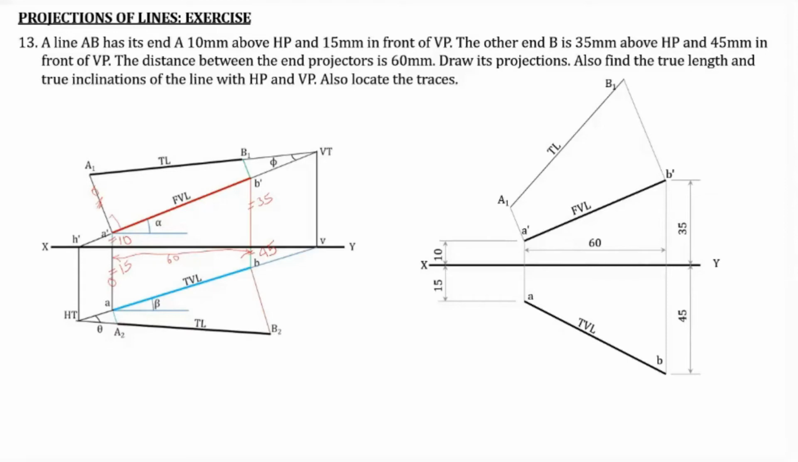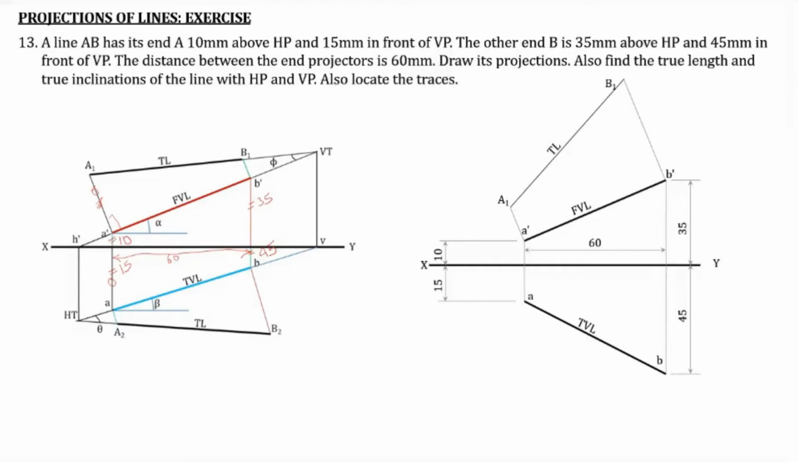There are no arcs involved. You don't have to use your compass at all. What you have to do is use your protractor to draw two perpendicular lines, one from A dash and one from B dash, and mark the distance on these perpendicular lines using your scale. The distances should be 15 as well as 45, and then join those two points A1 and B1. So this is the true length.